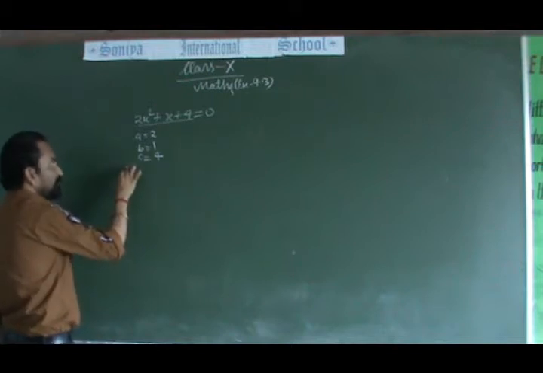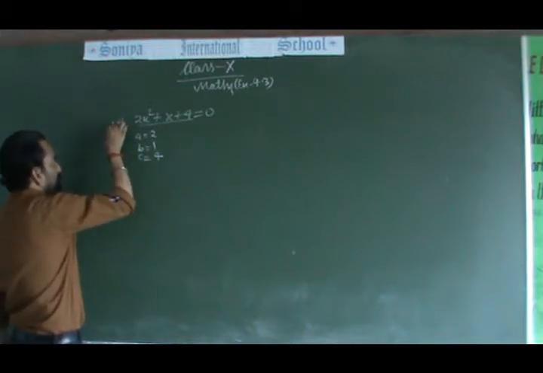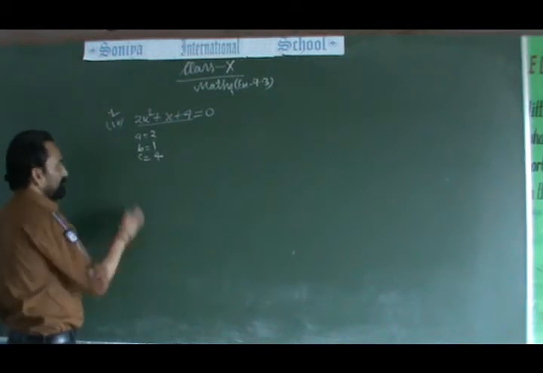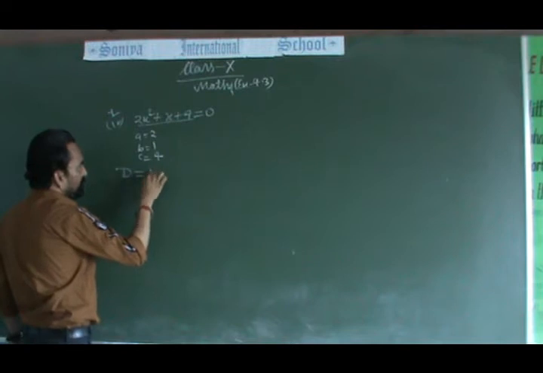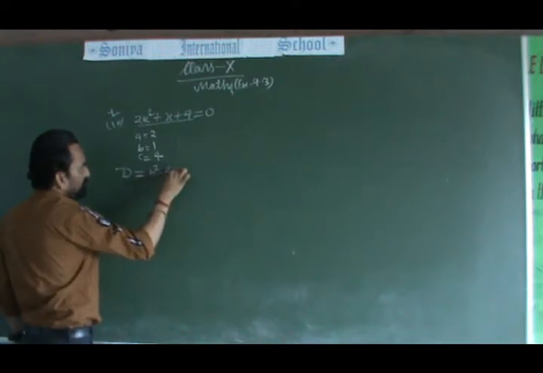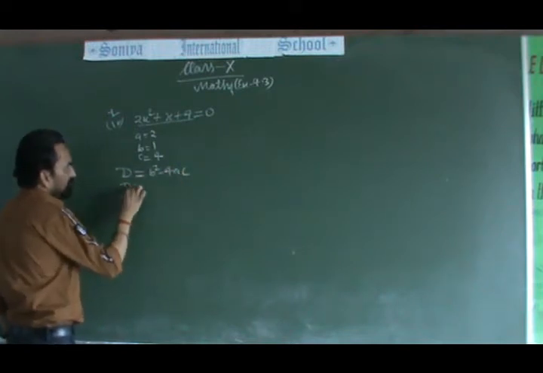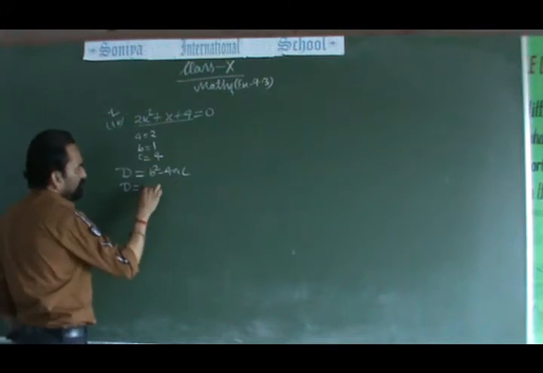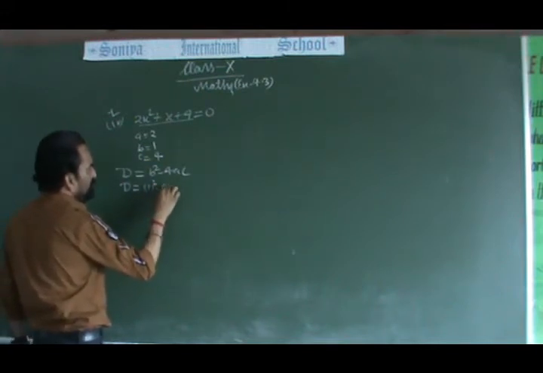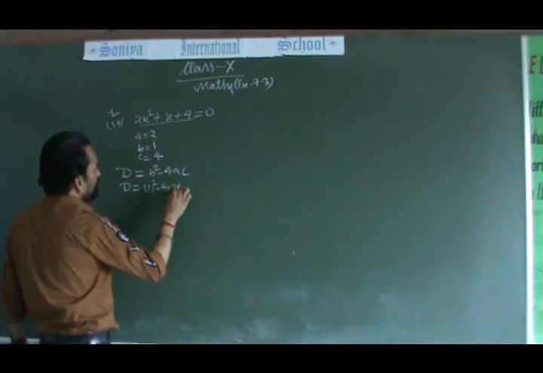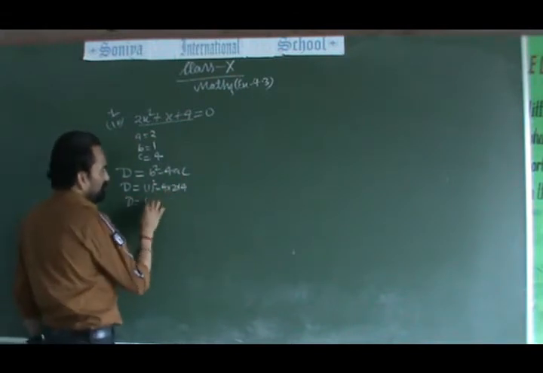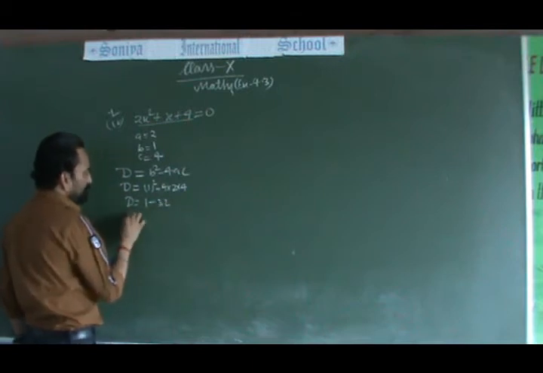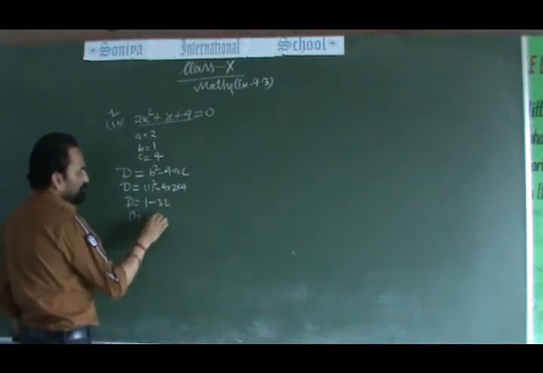So first of all, what do we have to do? This is the fourth part of question number 1. First of all, you find the value of D, which is equal to b square minus 4ac. So D equals the square of b minus 4 into a, 2, into c, 4. D equals 1 minus 32. So D equals minus 31.